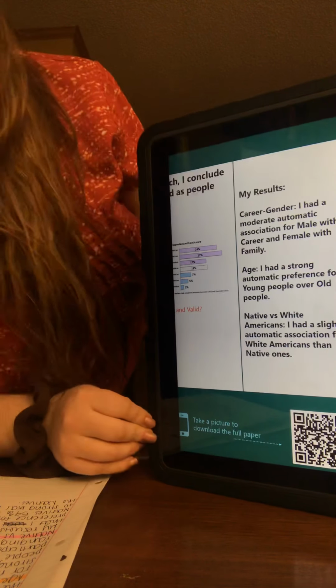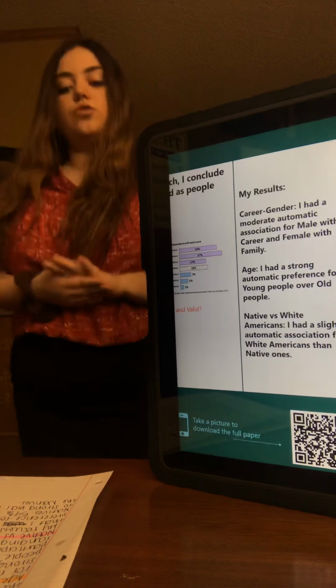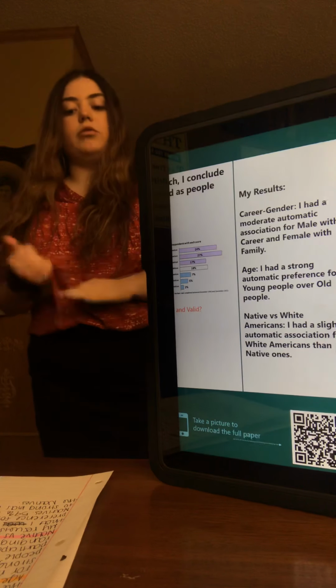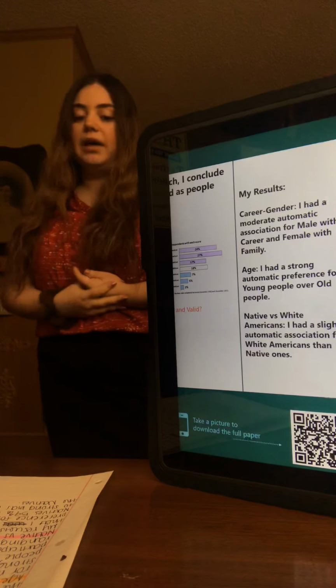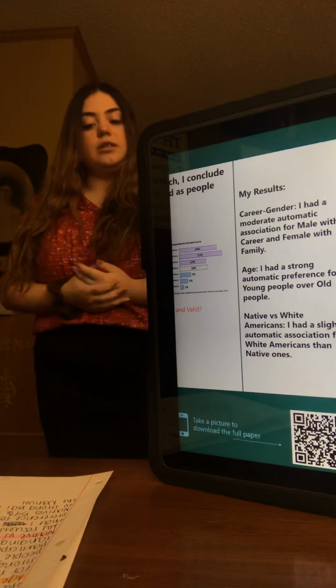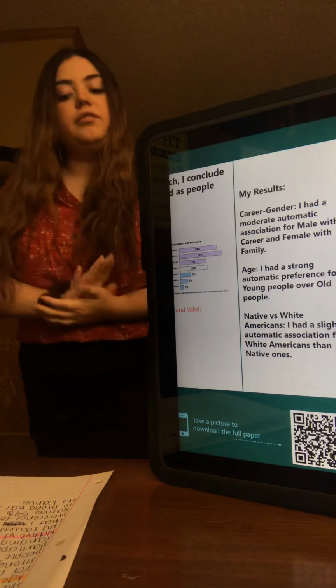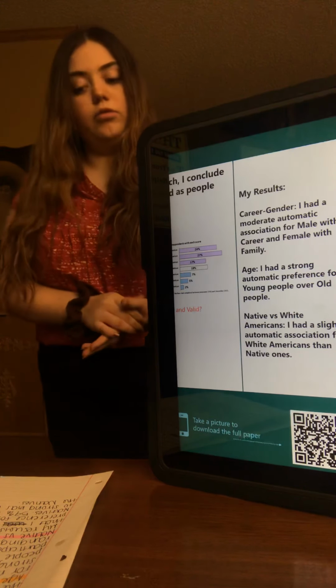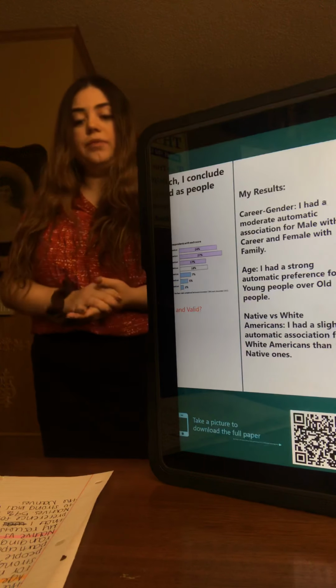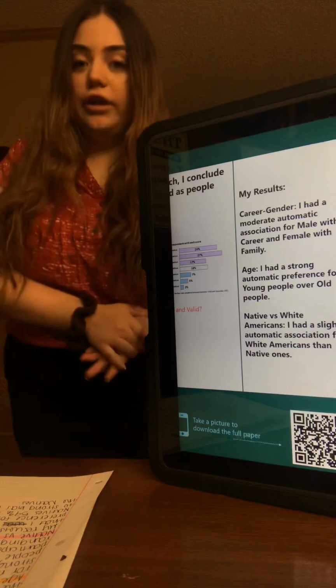My last test that I took was the Native versus White Americans. My results for this last test indicated that I had a slight automatic preference for white Americans over Natives. 59% of participants had a slight or strong bias toward white Americans over Natives, which I found was very interesting.